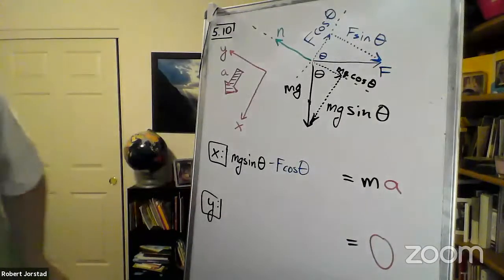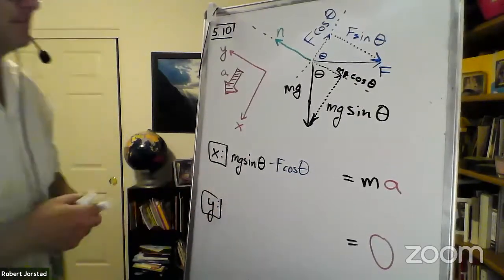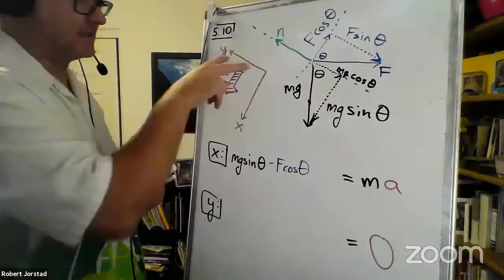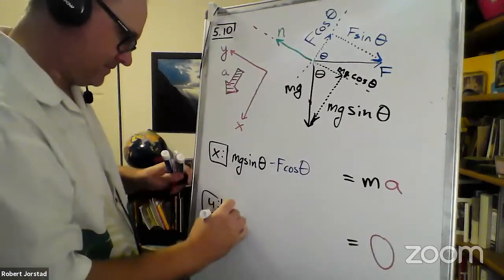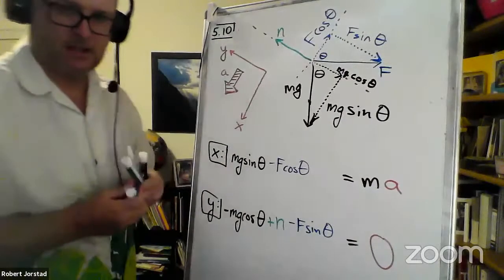Okay. Give me a force in the Y, somebody. Kev, you want to try it out? Sure. It would be negative mg cosine theta. Yes. Somebody else. Next. Or are we done? Positive N. Positive N. I agree. Somebody else. Is that it or are we done? Negative F sine theta. Correct. Awesome. And then we're done, right?